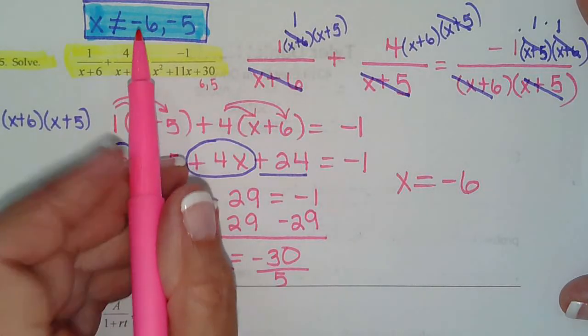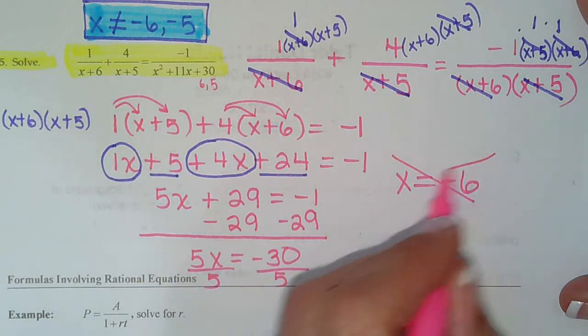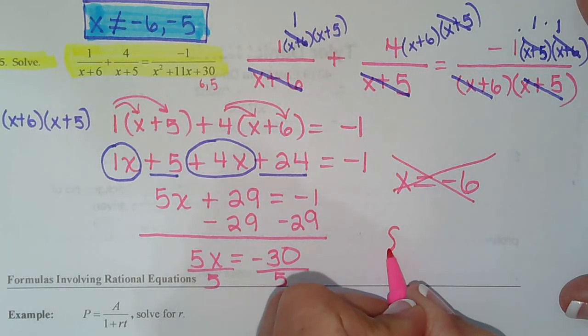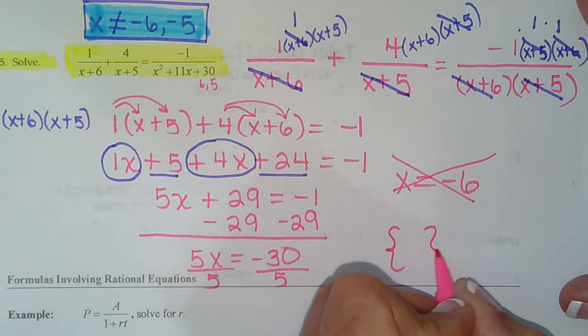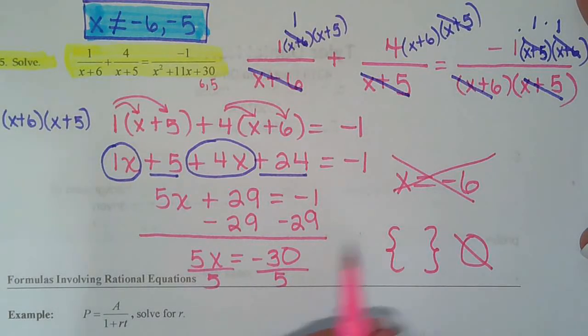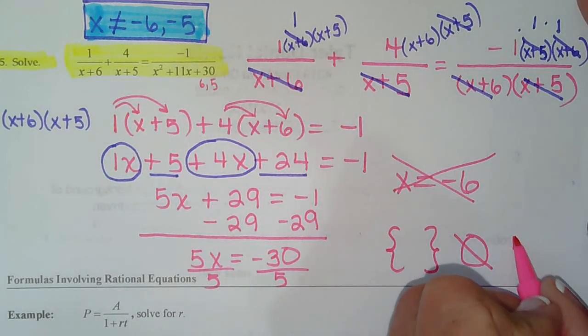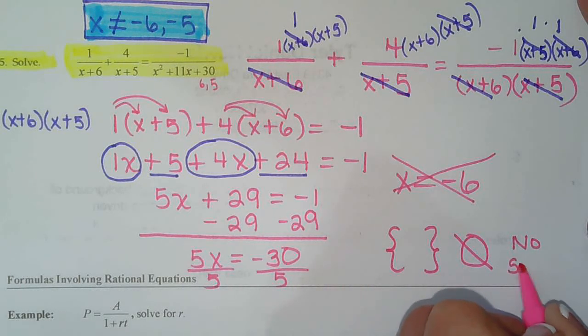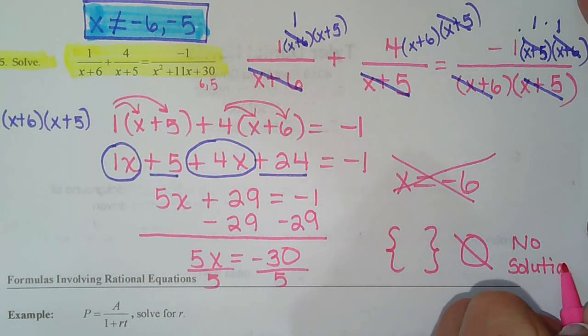Uh-oh, whoops. X can't equal negative 6, so guess what I write? No solution. And Alex may want you to write it like that. It may want you to write it like this, or it may want you to write no solution. So just look and see what your choices are. Can't use any of them.